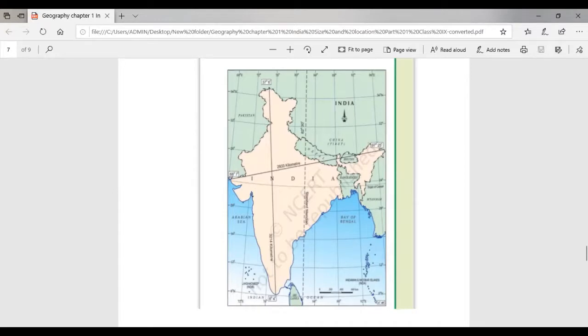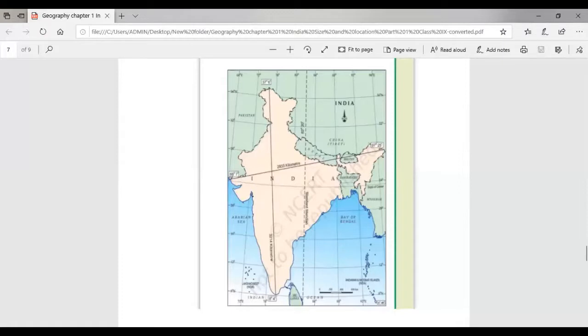Then we learned that India is bounded by mountains in the northwest, north, and northeast. That area is covered by the Young Fold Mountain, that is the Himalayas. Towards the south, it begins to taper and extend towards the Indian Ocean, dividing it into two seas, the Arabian Sea on the western side and the Bay of Bengal on its east.